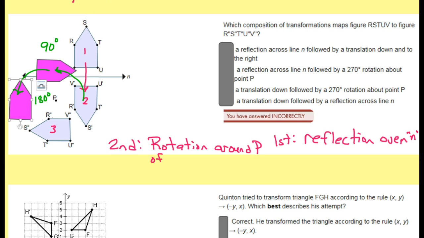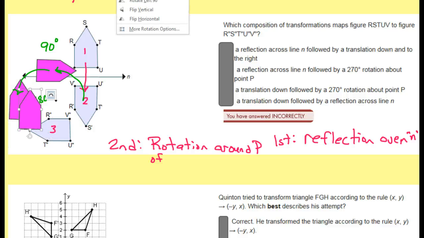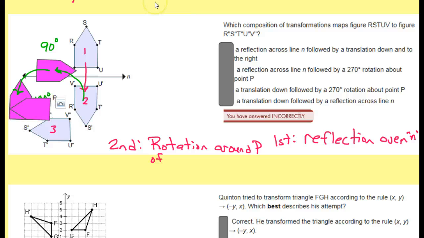Which I'm going to try to show without pausing the video because it's starting to mess up. Alright, if I do one more turn, okay, now it matches. So this final turn is another 90 degrees, or a total of 270 degrees. 90, 180, 270 degrees. So we have a rotation around P of 270 degrees. So now let's just look at the choices.